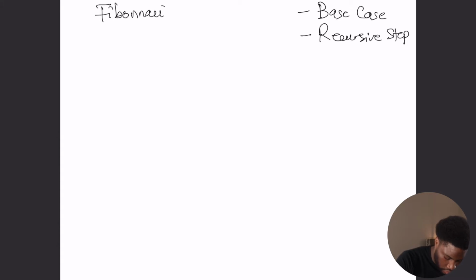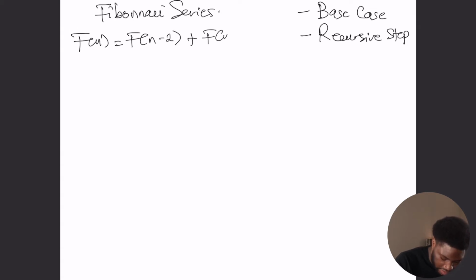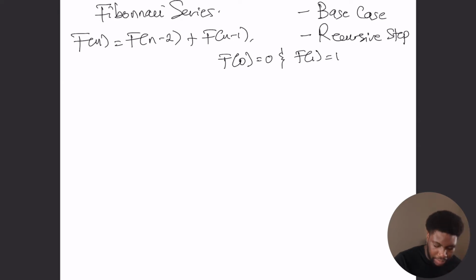Let's take the Fibonacci series for example. The formula for the Fibonacci series is as follows. F of n is equal to f of n minus 2 plus f of n minus 1, where f of 0 is equal to 0 and f of 1 is equal to 1.